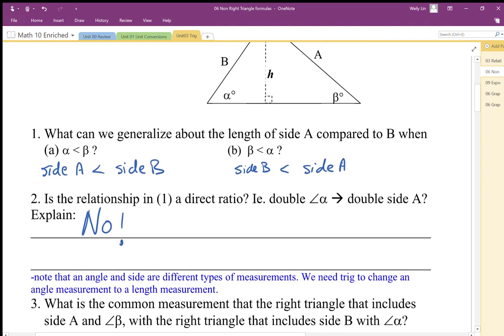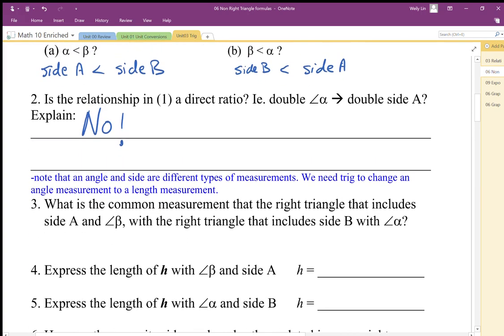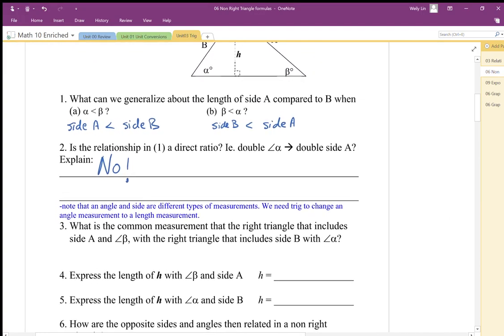If I take 70 degrees and side A, I can't say 35 degrees is going to give me half of side A. That doesn't work that way. So there's not this direct or proportional relationship. So how are we going to relate this? Well, we're going to try to relate the angle to a side length.